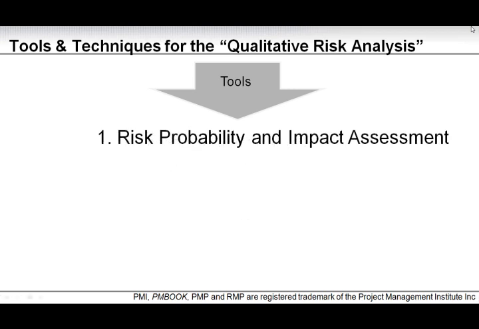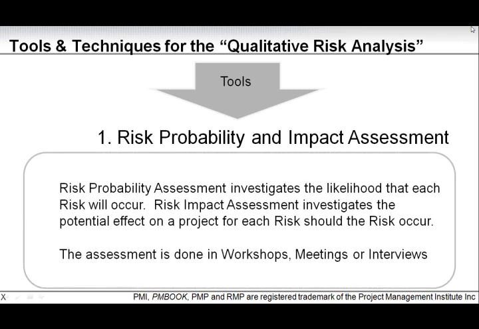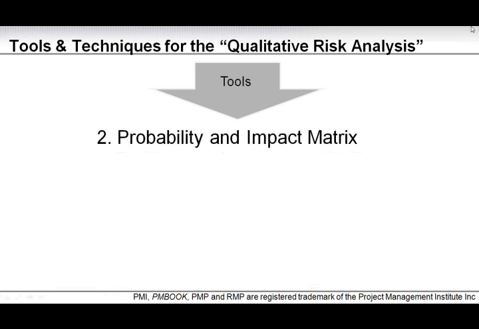So, risk probability and impact assessment. Risk probability assessment investigates the likelihood that each risk will occur. The risk impact assessment investigates the potential effect on a project for each risk should the risk occur. The assessment is done in workshop meetings or interviews like the identify risk. Sometimes this is combined.